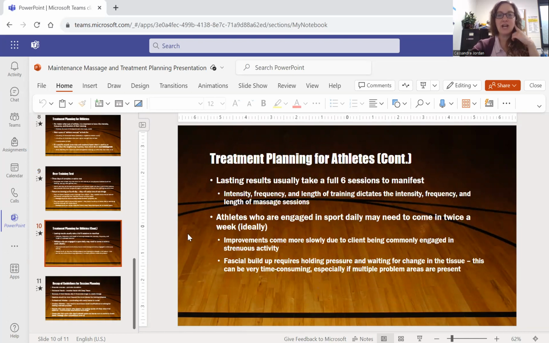Lasting results for an athlete with a problem usually take a full 6 sessions to manifest. The intensity, frequency, and length of training dictates the intensity, frequency, and length of the massage sessions, but whether you're seeing them every 6 weeks or every month, it's going to take about 6 sessions to really see a difference. After those 6 sessions, they're going to be like, oh yeah, my shoulder is better. Oh, I can move more freely. Those hamstrings are looser, right?